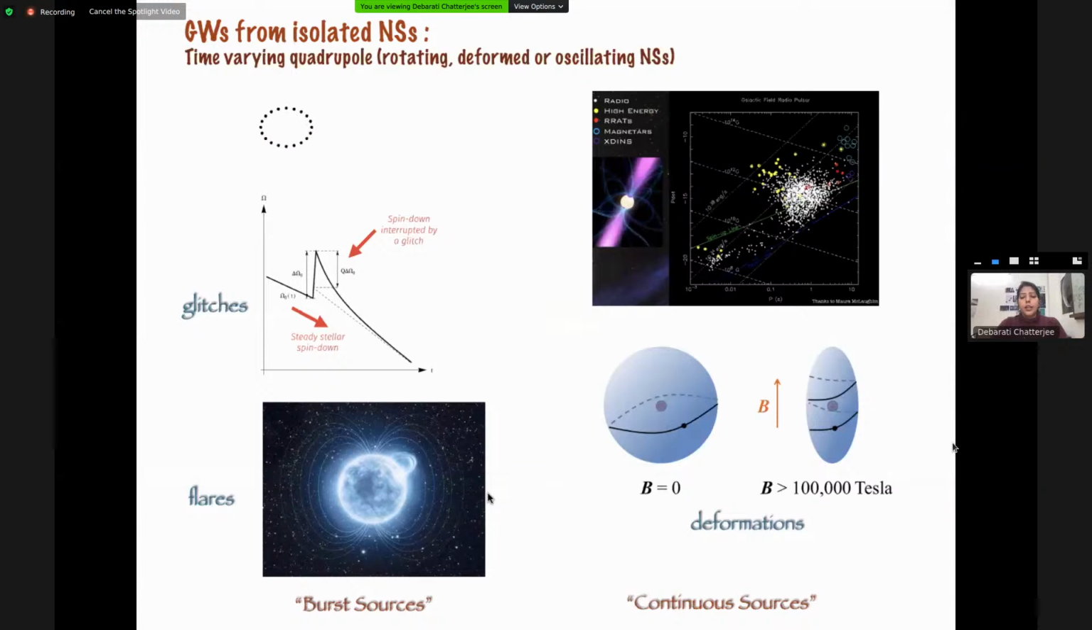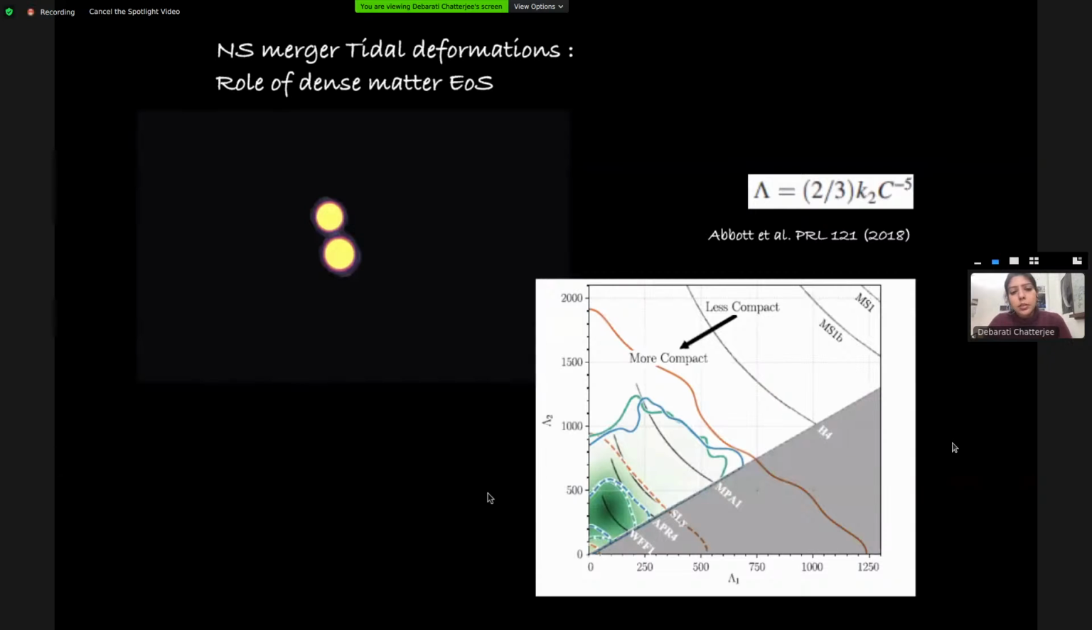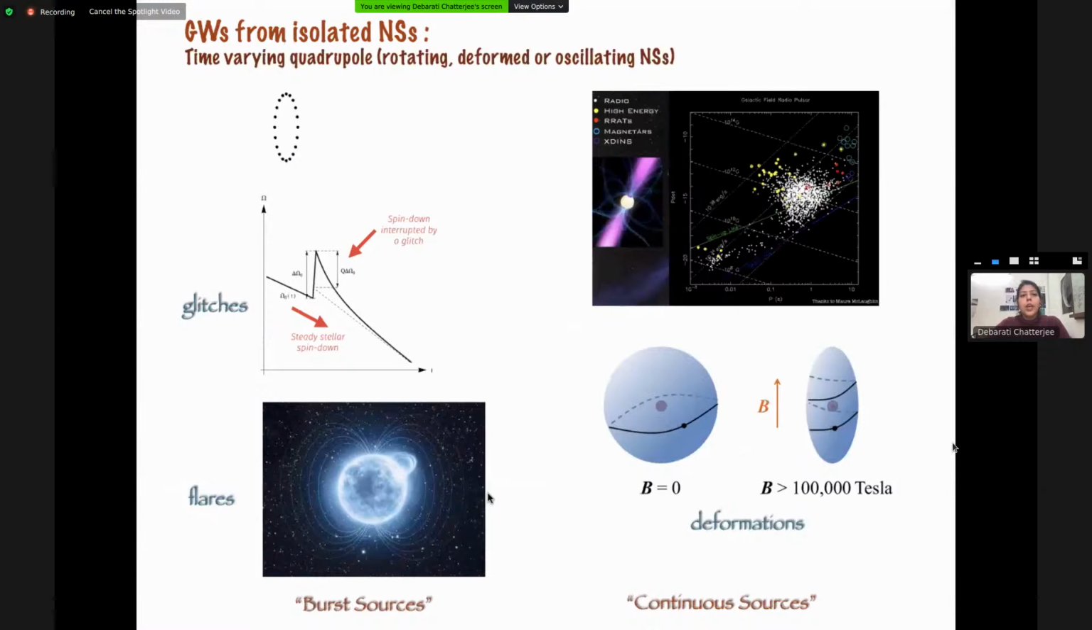All right. We already talked about binary neutron stars and how they produce gravitational waves. But is it true that only binary neutron stars produce gravitational waves? This is not true. Gravitational waves can also be produced by isolated neutron stars. Actually, gravitational waves can be produced by any kind of time-varying quadrupole. Quadrupole means that you see this animation on top, so this kind of a motion.